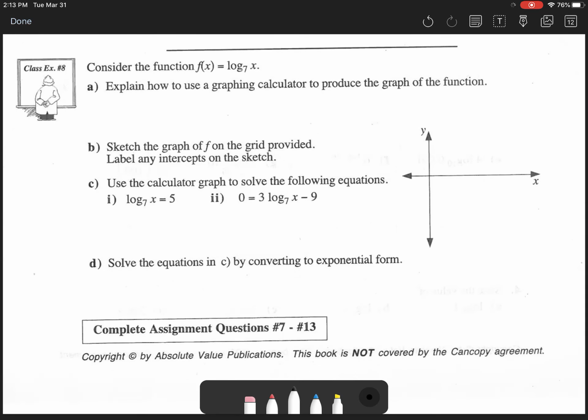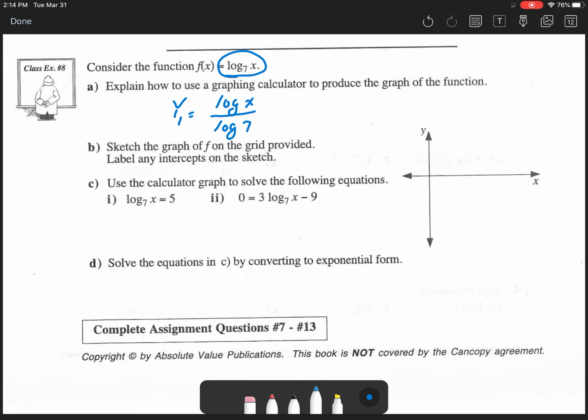Moving on. Now it says, consider the function f of x equals log base 7 of x. Explain how to use a graphing calculator to produce the graph. If I wanted to enter this function into my calculator, how would I do it? Well, I'd go to y1 in the y equals editor. And using the same basic idea we just did, I would enter the log of x all over log 7. That's how you have to input it into your calculator as a function for it to produce a graph.